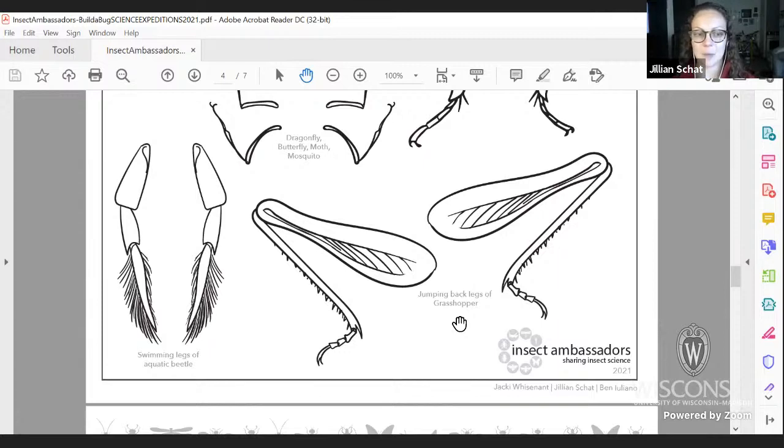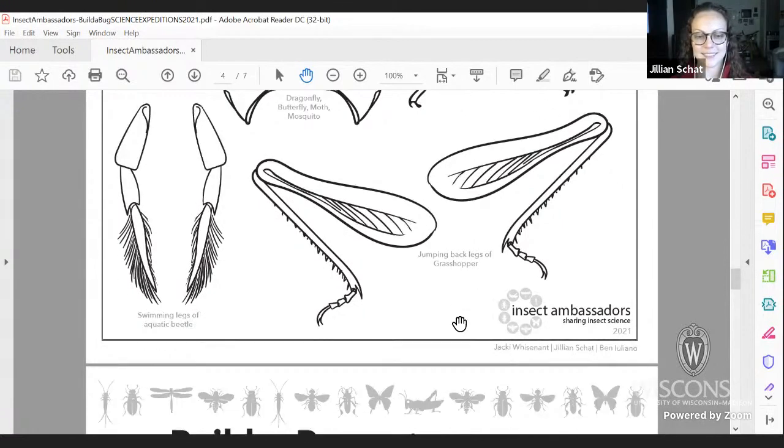These legs are modified to be exceptionally good at jumping. And so we tend to see legs like this on grasshoppers, crickets, katydids, insects like that.